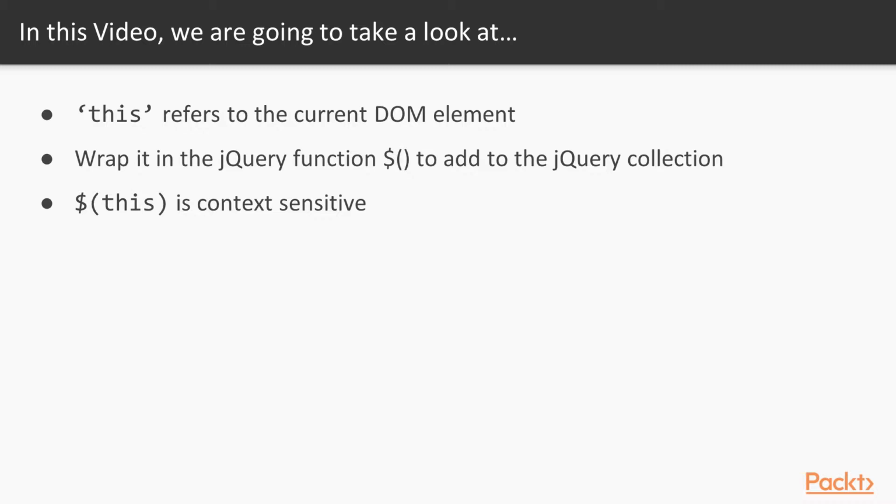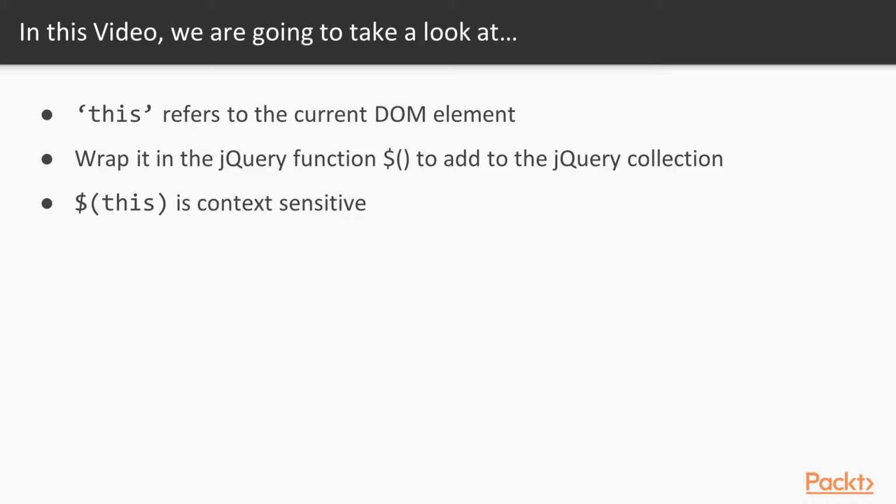And we've got an example of how this is presented in jQuery. So there's the $ and the rounded brackets. And just as it is when you are working with this in JavaScript, it's context sensitive. So that means that if you don't have a current element, then you don't have a this.